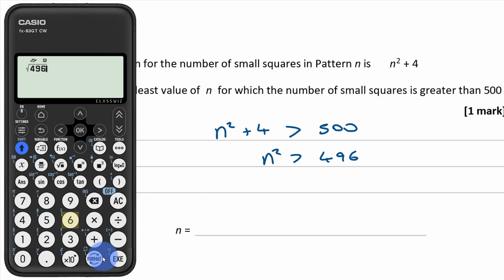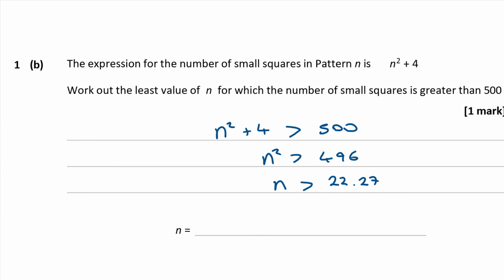On my calculator, it doesn't come out to be a particularly nice number. It's 22.27. So square rooting, n is going to have to be bigger than 22.27. Now normally when you square root you have to take care that you don't lose a solution, do you? Because there's a plus and minus solution for these. But in this case n has to be positive, so I could ignore the negative solution of this particular quadratic and just crack on. So n needs to be bigger than 22.27.